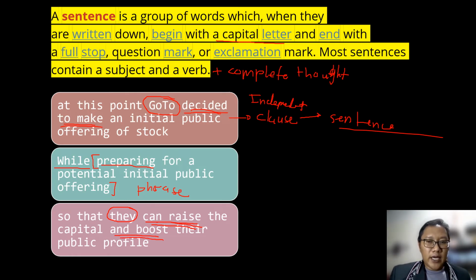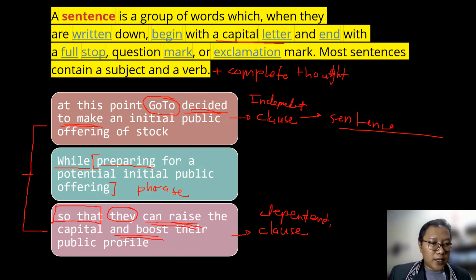So we have the subject and the verb, and it has the subordinate conjunction "so that." So it is a clause, and because it has a subordinate conjunction, it's a dependent clause. It cannot be a sentence on its own. To be a sentence, we need an independent clause. For example, we can combine the first one with the second one. If we combine them, it becomes a new sentence.